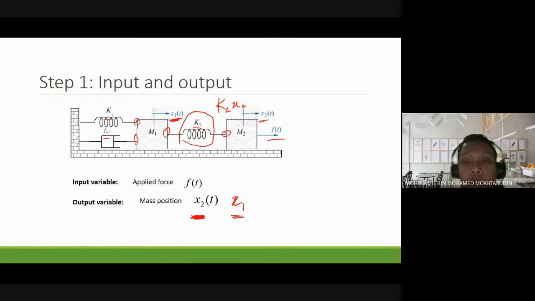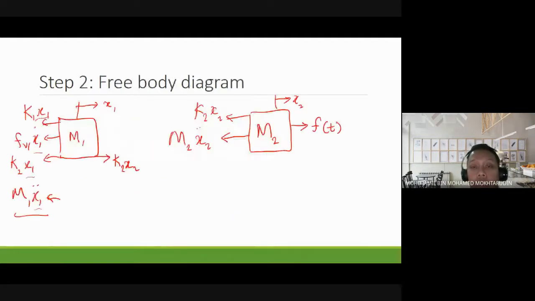Then we need to look at what components on M2 are also connected with other bodies. Spring K2 is connected with M2 and also with M1. So there is a force from x1 by spring K2 on the body M2, and this force will be acting forward. So we have K2 x1 here. What you need to remember is that all the forces by x2 are acting backward because x2 is moving forward, and all the forces that are not x2, such as x1, will be acting forward.